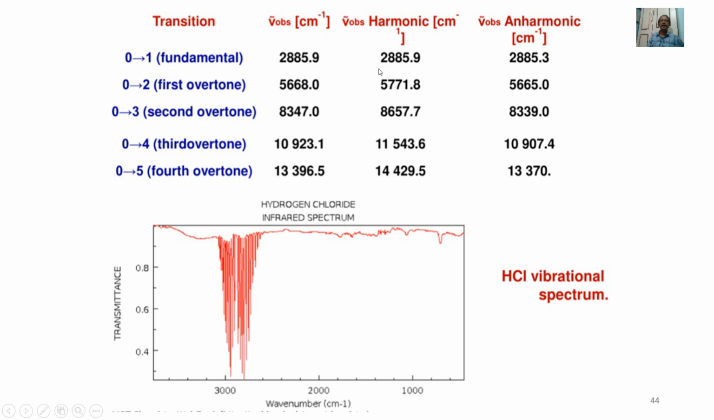The second column is using the harmonic potential, and the third column is using the anharmonic potential, which is nothing but the Morse function, Morse curve. Look at the observed value, the experimentally observed value, and this column exactly matches the theoretical value calculated using the anharmonic function. So this is an anharmonic oscillator.